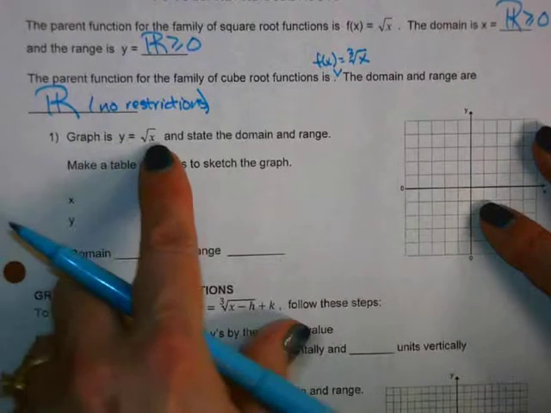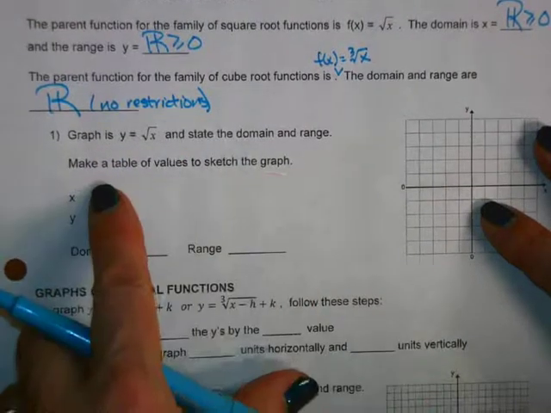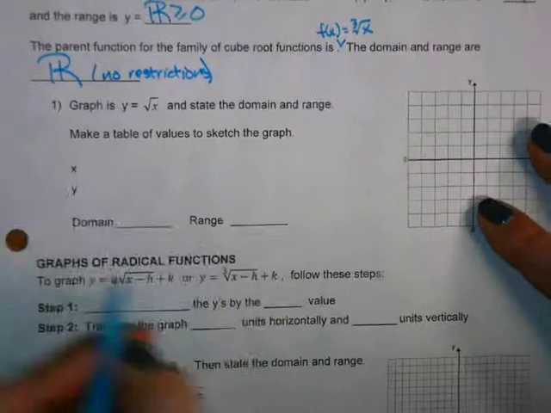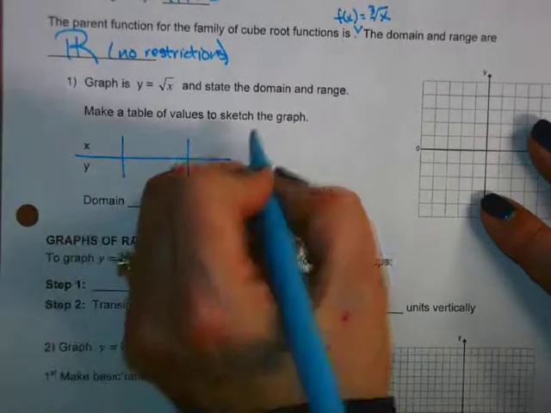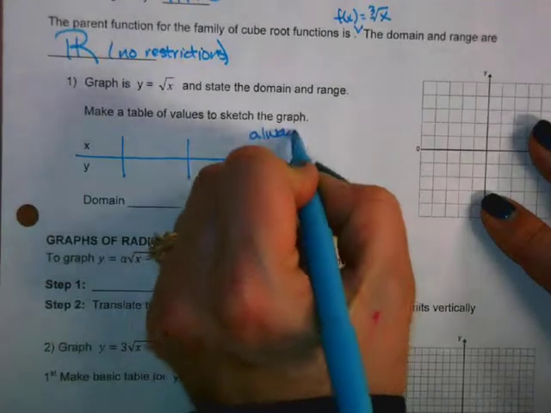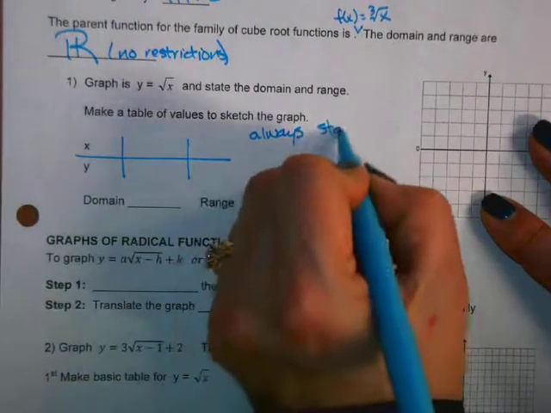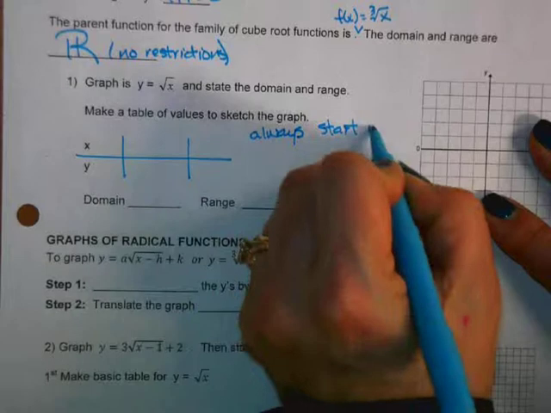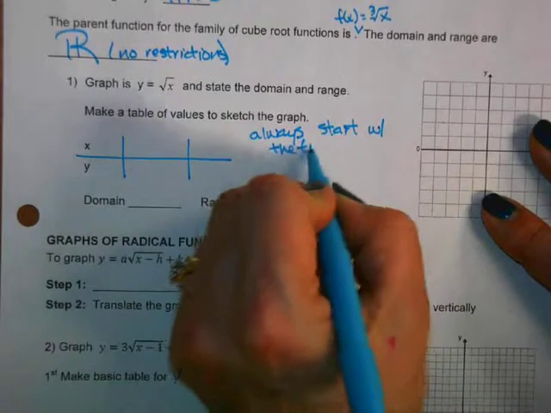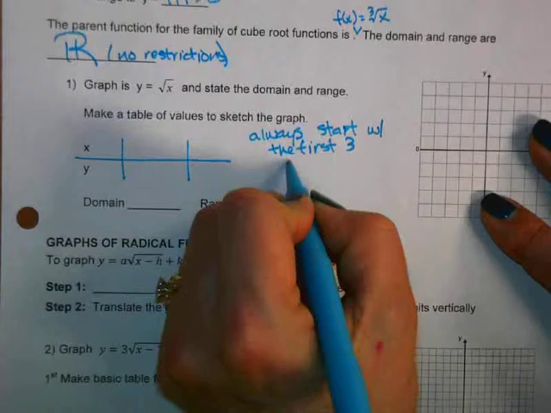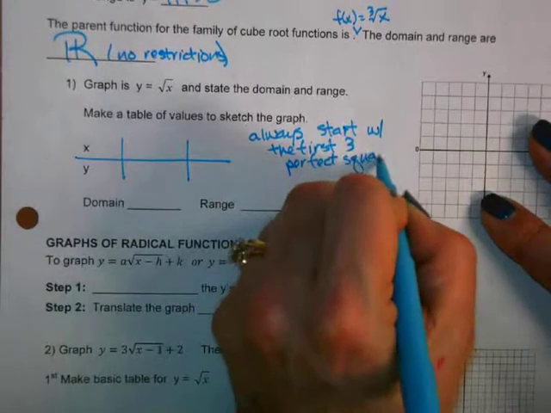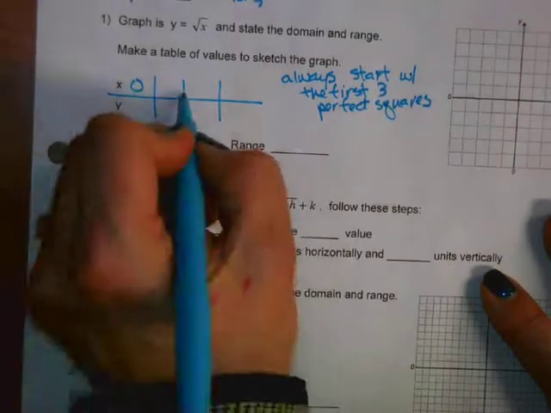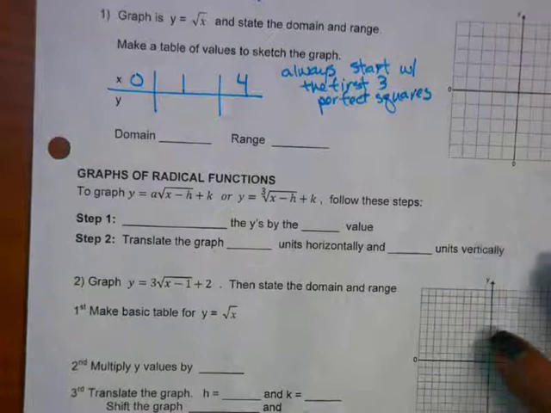Graph y equals the square root of x and state the domain and range. We're going to make a table for x and y. Always start with the first 3 perfect squares. What are the first 3 perfect squares? Well, we're going to use 0, 1, and 4. That's what I want you to use. 0, 1, and 4.